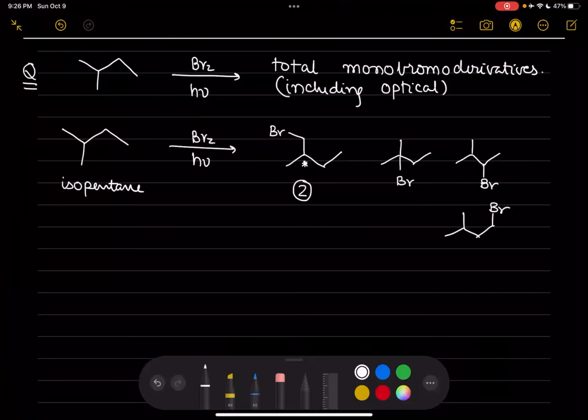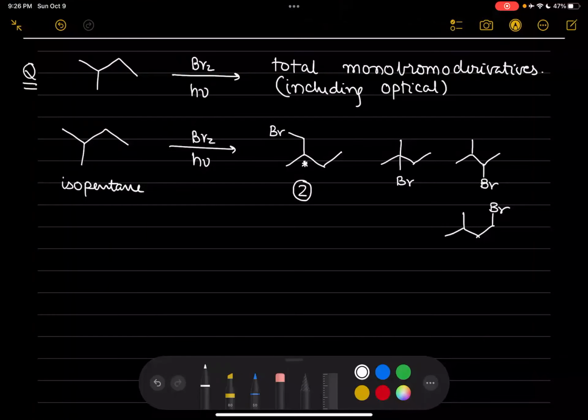I got it. And what about this one? That doesn't have a chiral carbon. Two methyl groups are attached. It's going to be one. And what about the next one? This is going to be one, no different mirror image. This one, two are there, a mirror image is there.